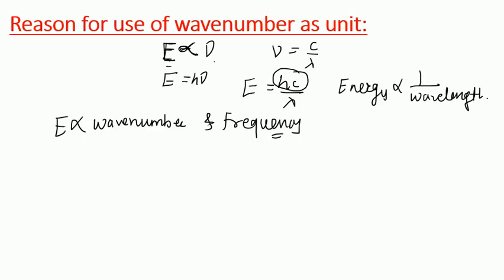Thus, in terms of wave number, the vibrational infrared extends from 4000 to 400 per centimeter. Already we have seen the range from the IR spectroscopy, 4000 to 400 per centimeter in terms of the wave number. That is the main reason we use the wave number as the unit.